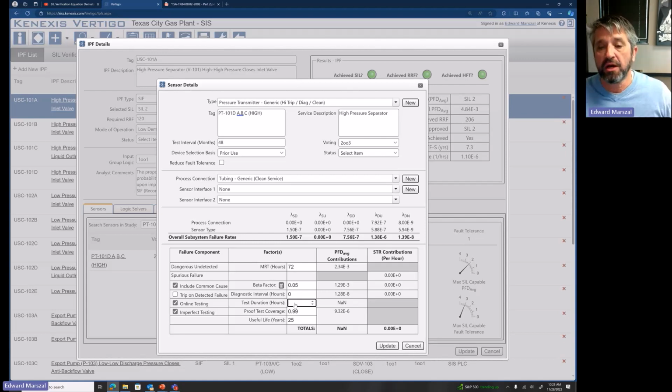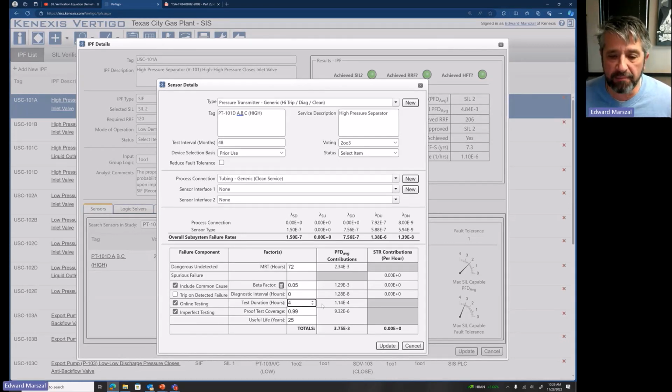proof test interval? So if it takes me 1 hour to test these pressure transmitters, and I only do it once over the 48-month proof test interval, I'll leave 1 hour. But if I test it for 1 hour every year for 4 years, then it would be 4 hours. So what's the total amount of time for an overall test interval that you'll be in bypass to do an online test?